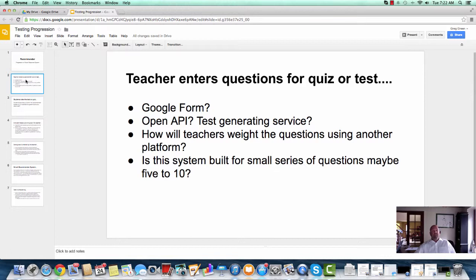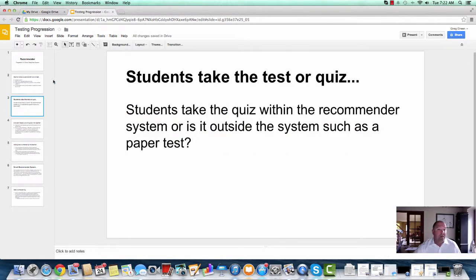There really is a system built for a small series of questions, maybe 5 to 10, rather than tests and what have you. So do we want teachers to use this daily, or is it something that should be used when they give a test or something like that? Do students take the quiz or test within the recommender system, or is it outside the system, such as a paper test that's more traditional, as we have now?